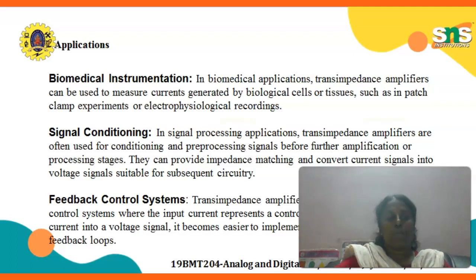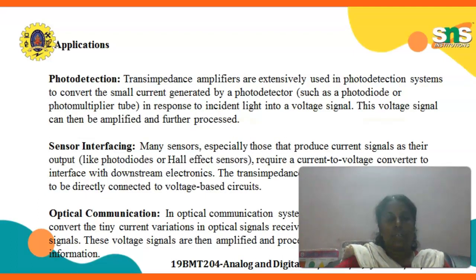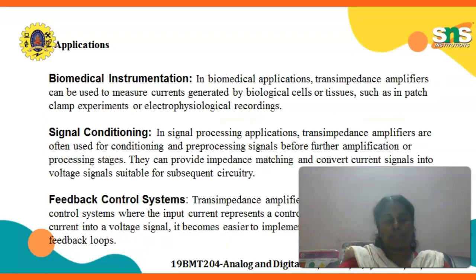So I will repeat the applications. Number one is photo detection. Number two is sensor interfacing. Number three is optical communication. Number four is biomedical instrumentation. Number five is signal conditioning. Number six is feedback control systems. These are the applications of the current to voltage converter. This will convert current into voltage to the maximum level.